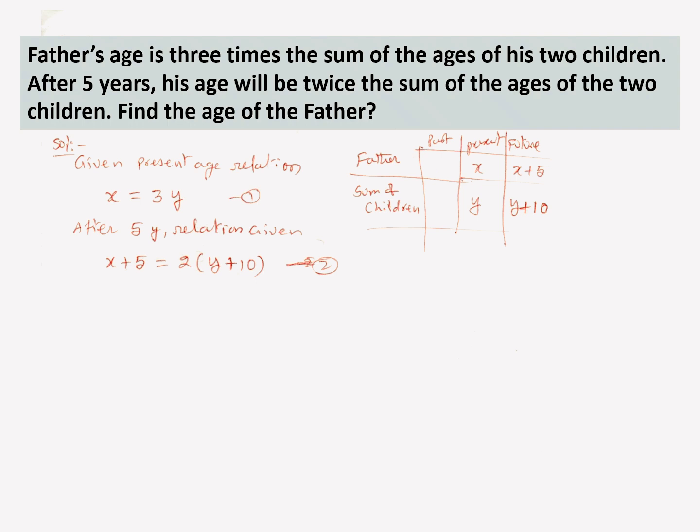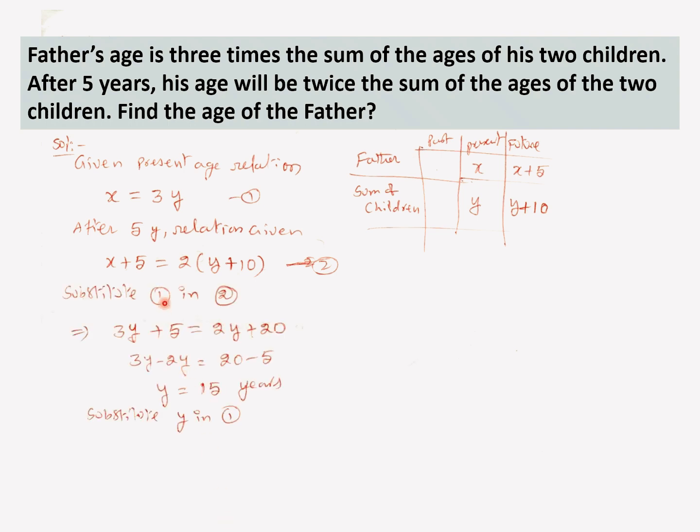Substitute x equal to 3y in this equation. Then you will have 3y plus 5 equal to 2y plus 20, and 3y minus 2y equal to 20 minus 5, that is y equal to 15 years.